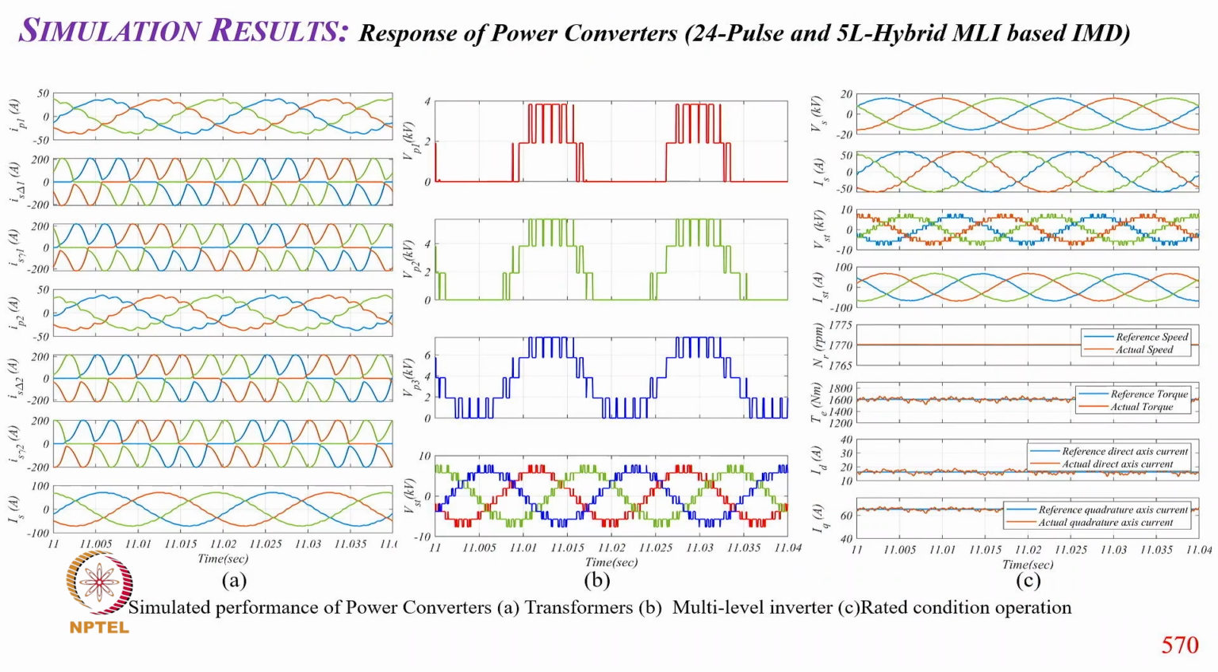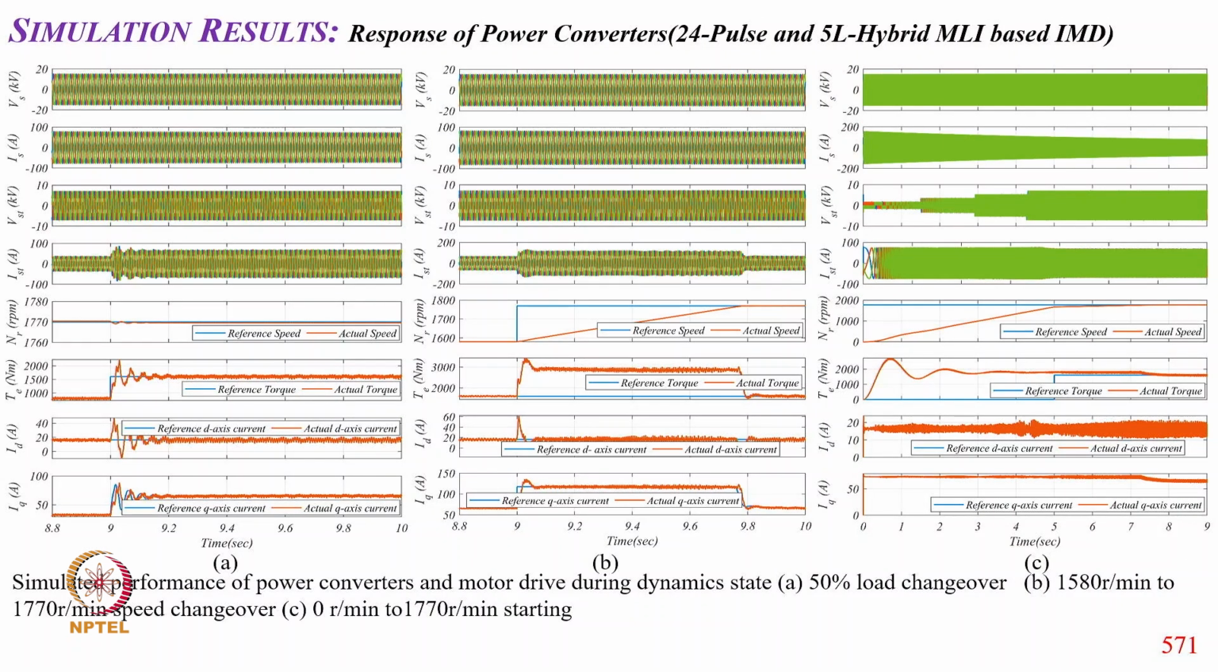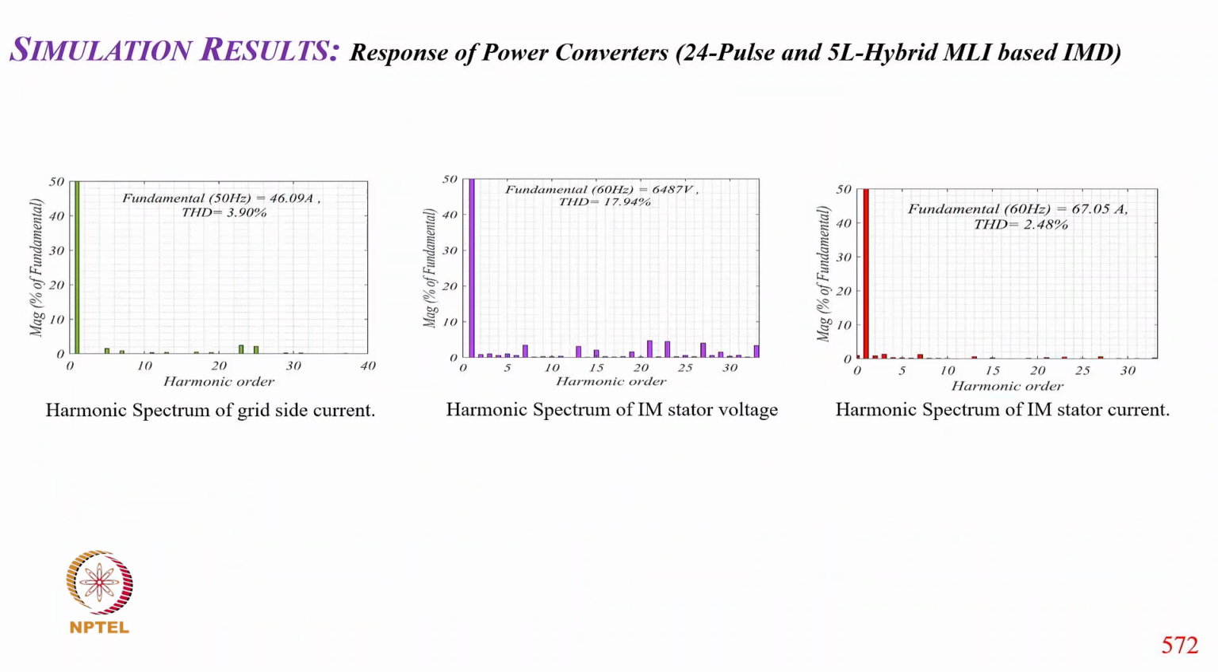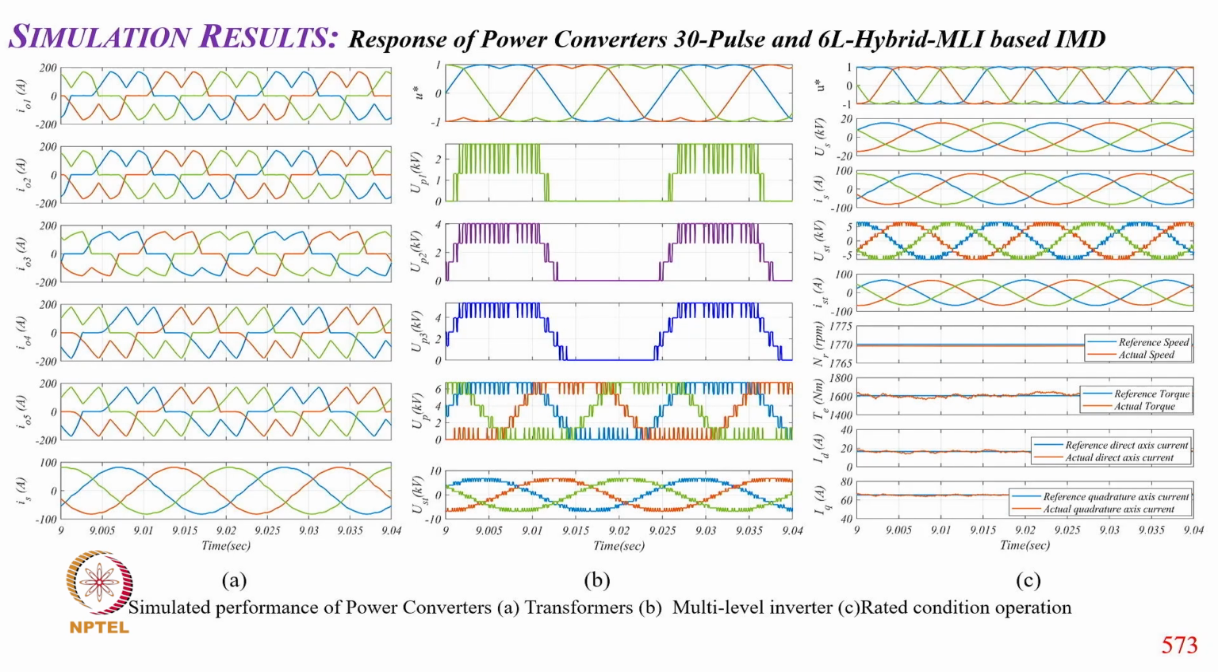And these are of course typically the simulated results, how the supply and stator voltage come finally, and typically on the right side you can see supply voltage, supply current, and stator voltage, stator current, which are close to sinusoidal, and the performance typically at different operations, load change, speed change, and starting, and the THD of the different, like supply current THD 3.9%, motor current THD is 2.48%.